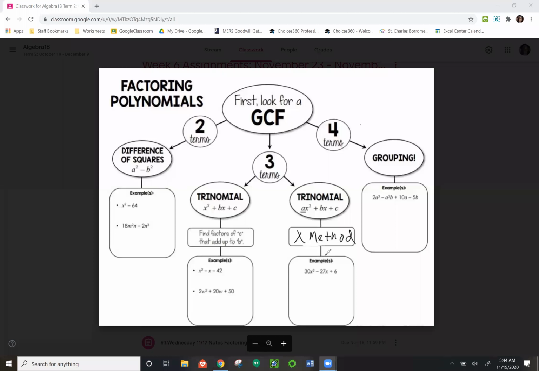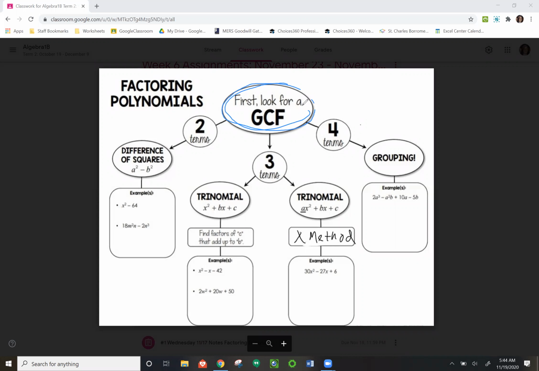Okay, let's look back at our reference sheet for factoring. We have now learned four different methods of factoring. The first method is something that you'll use with any of the expressions that you're trying to factor, okay? And that's the greatest common factor. That's where you look to see if there's something you can divide evenly into all of the terms.